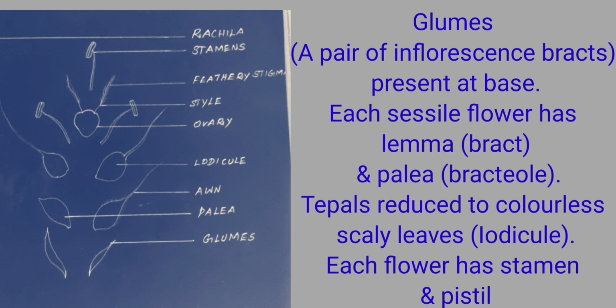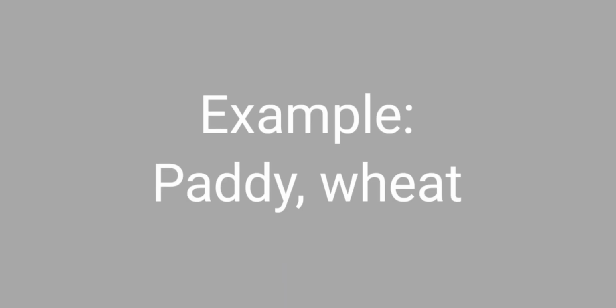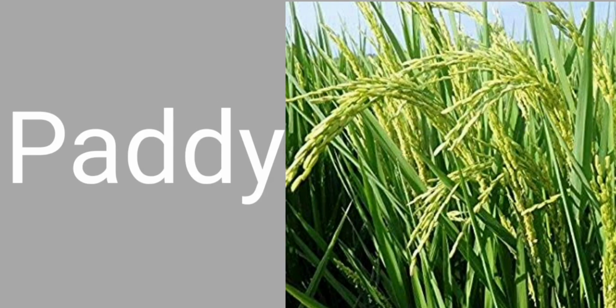Glumes are a pair of bracts which are present at the base, and each sessile flower has the lemma, which is in the form of a bract, and the palea, that is the bracteole. Here tepals are reduced to colorless scaly leaves, which are called lodicules, and each flower has the stamen and pistil, that is the male part and female part of the flower. Example for spikelet is paddy and wheat inflorescence, and this is the inflorescence of paddy.